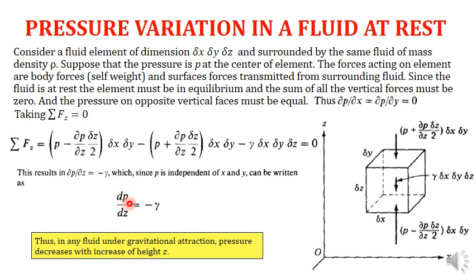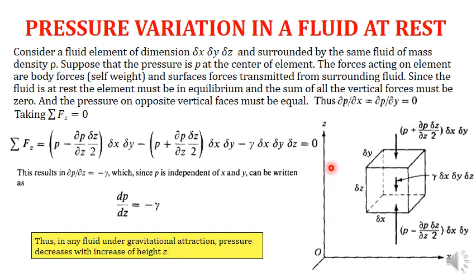So if we apply the limit to this equation from the differential, we can come to dp/dz, the rate of change of the pressure with respect to the dimension in the z direction, which is equal to minus gamma. So how can we conclude from this equation? We can write the explanation for this final conclusion: in any fluid under gravitational attraction, pressure decreases with increase of the height z.